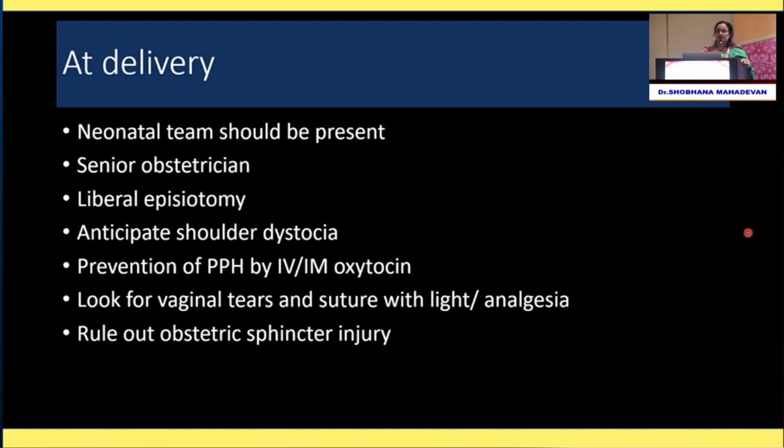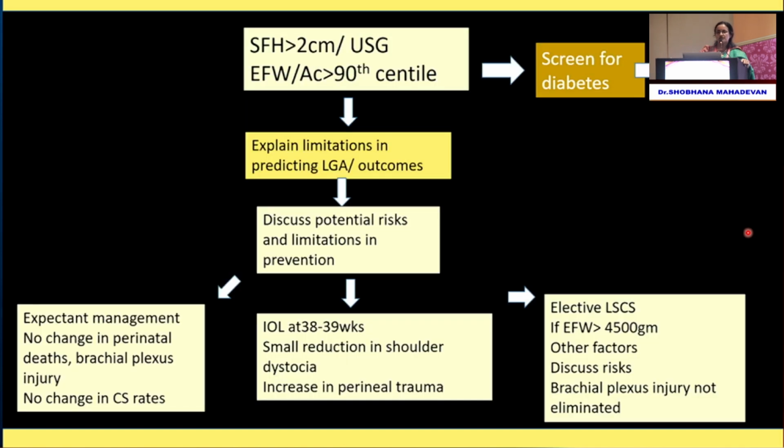At delivery, the neonatal team should be present and a senior obstetrician should be present. A liberal episiotomy may be necessary. Anticipate shoulder dystocia and have routine labor ward drills. Prevention of PPH by carbetocin or oxytocin may be necessary. Look for vaginal tears and suture them under good light and analgesia, and routinely rule out obstetric sphincter injury.